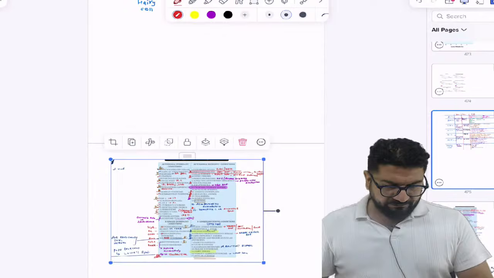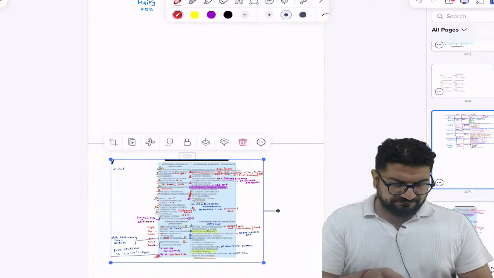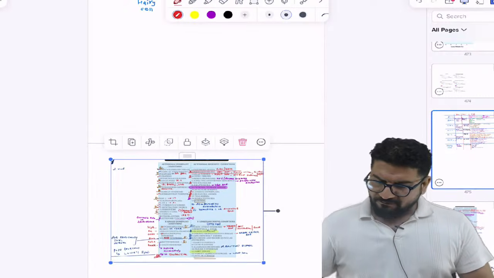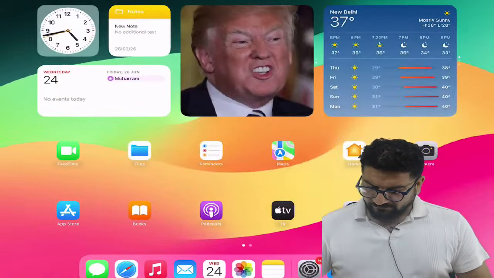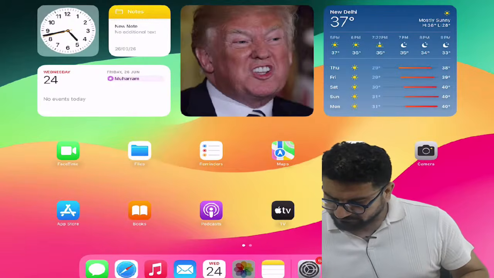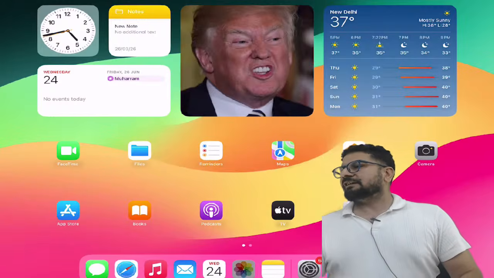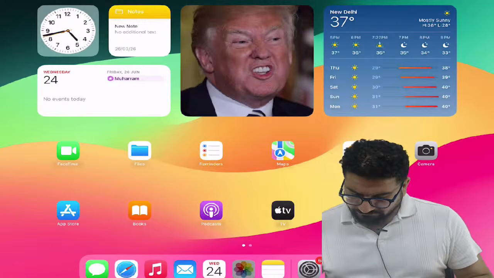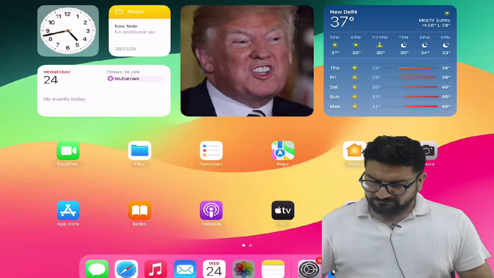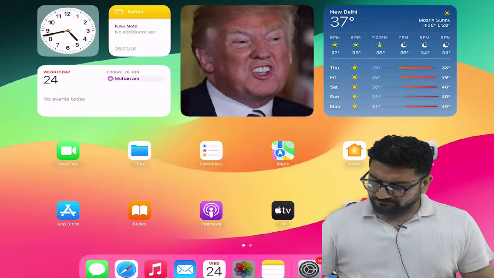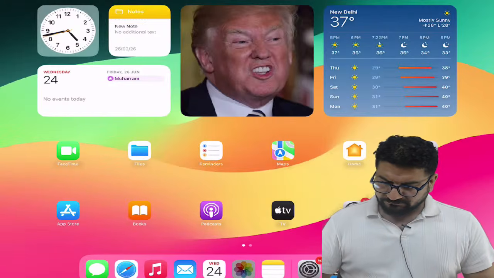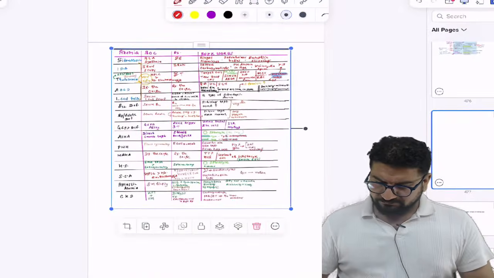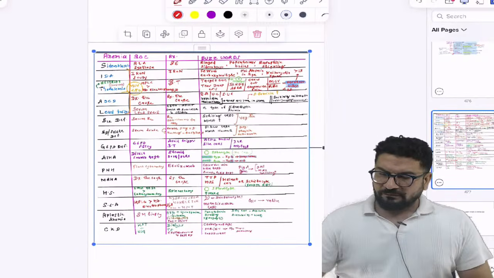Okay guys, can you see the screen? Screen दिख रही है? Screen नहीं आ रही है.